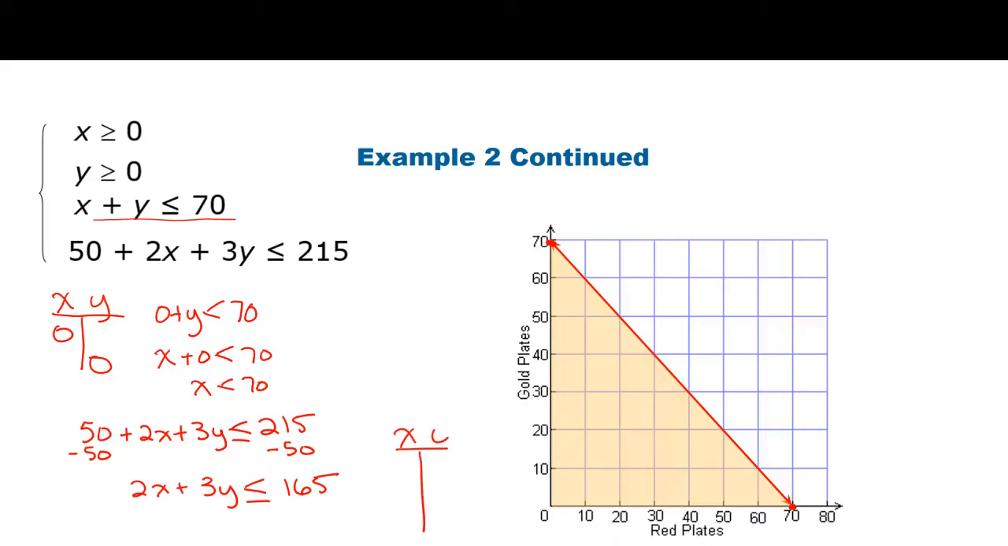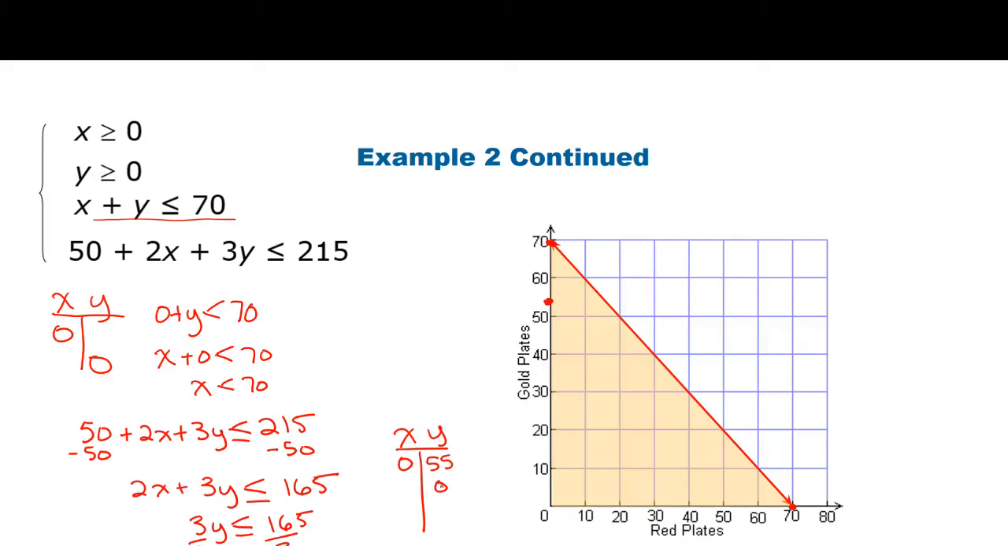Here's a t-chart. So let's say when x is 0, what is y? 2 times 0 is 0, so that just leaves us with 3y less than or equal to 165. Divide both sides by 3. That leaves us with y, and when we divide 165 by 3, we get 55. So our y is going to be at 55 here, and we'll put that in there.